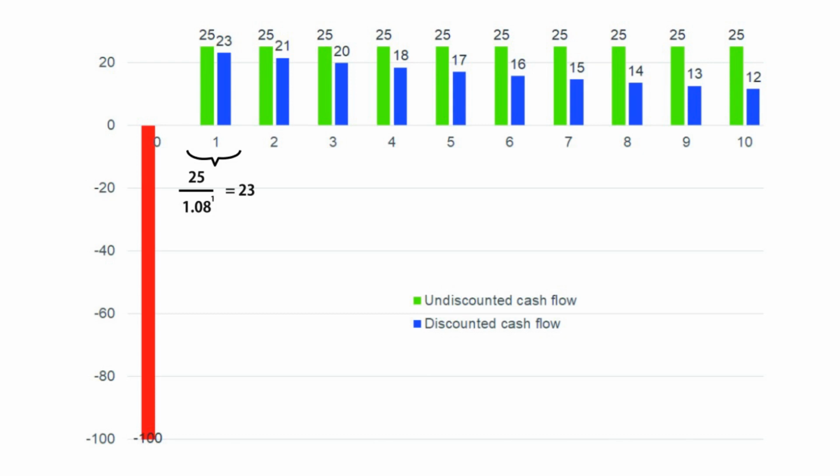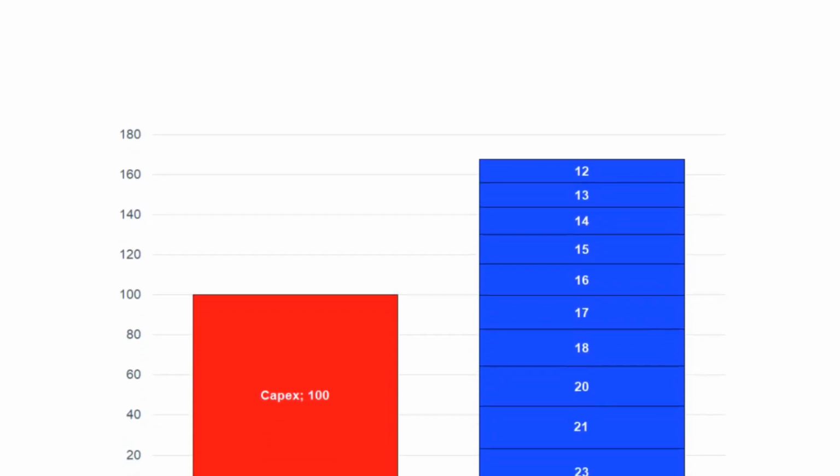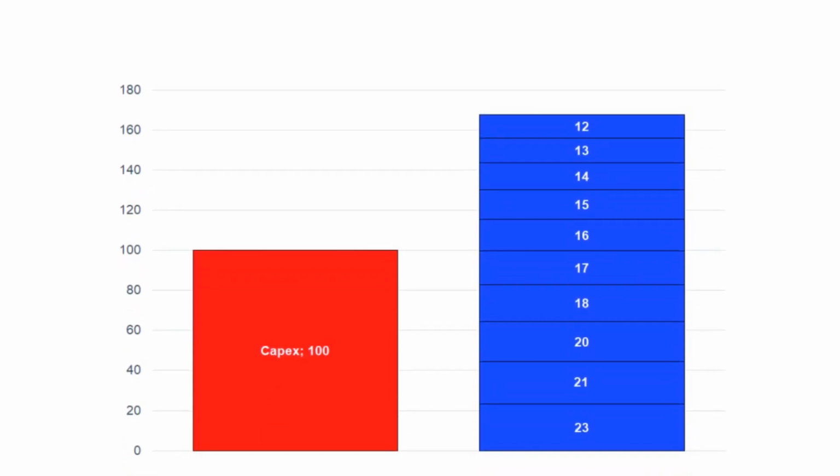We are still standing over in year 0 looking at this. Then at the end, we need to understand the value today of year 10's cash flow, which is only 12. It's not 25 since it has been divided by 1.08 to the power of 10. The discounting depresses the numbers by the 8% every year exponentially. What you do then in an NPV calculation is that you add up all the blue ones, 23 to 12, and you compare it to the capex.